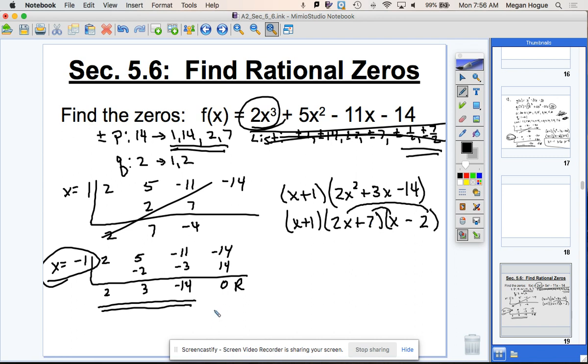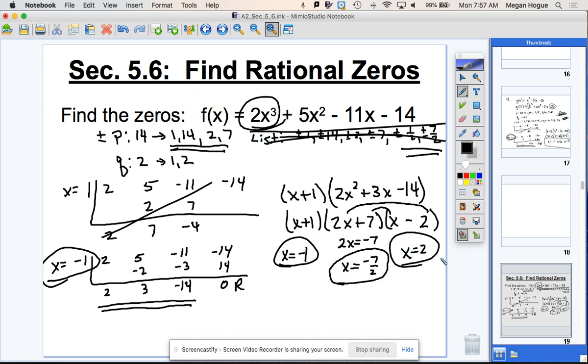All right, we still have to solve. So we're going to get x equals -1. Didn't lose track of that. Here, I like to do that middle step: 2x equals -7. So x equals -7 halves. Oh, that was in that big list that I wrote out. X equals 2. All those numbers are in my list.